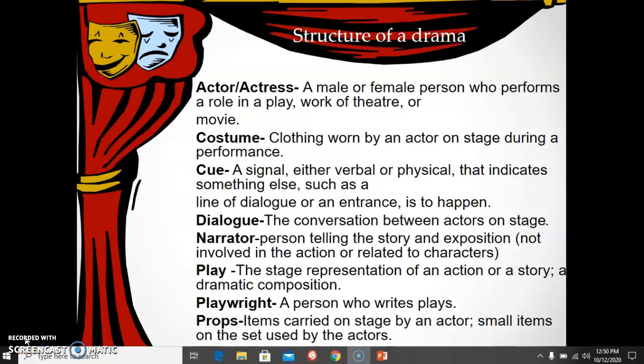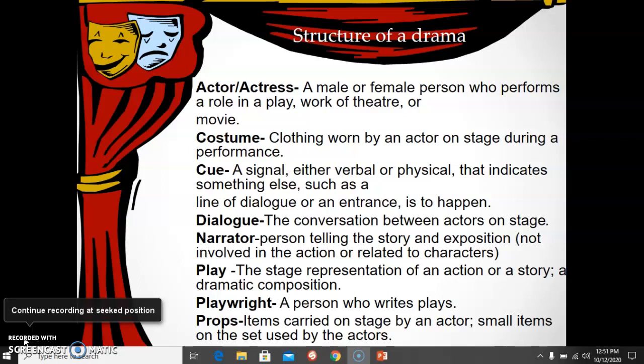A drama is a play. This is where we have different characters who are acting out things. They're usually going through some sort of conflict with one another, which is why we talk a lot about character interactions. Some of the different structures of a drama or the different parts of the genre include the actors or actresses. This is a male or female person who performs a role in a play, work of theater, or movie.